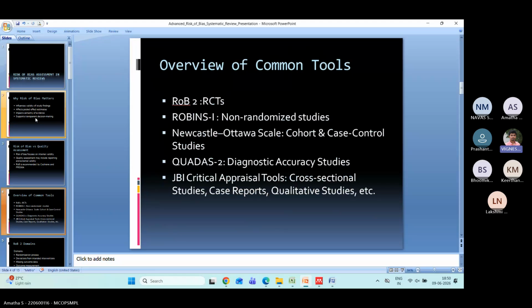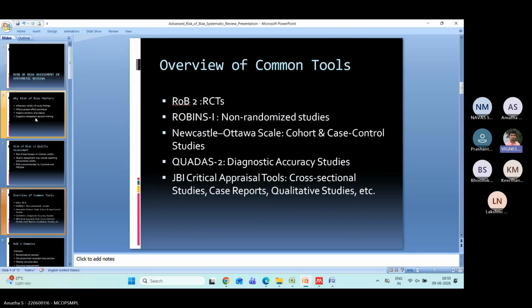Then, which are the main tools? Based on your study, you have to choose the correct tool. So many people have mistakenly used JBI critical appraisal for their RCTs and they get rejected. Seeing the study only, people will understand. Within the first review cycle itself, people will get rejected because of the wrong selection of the tool.